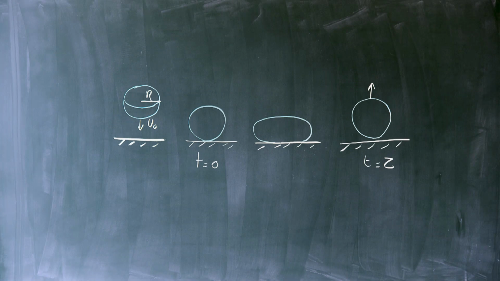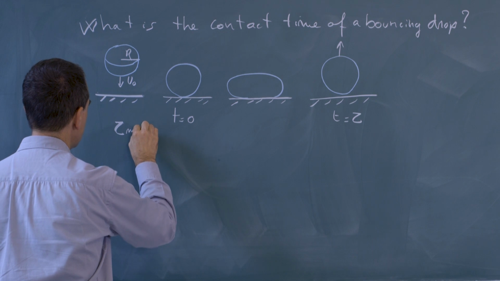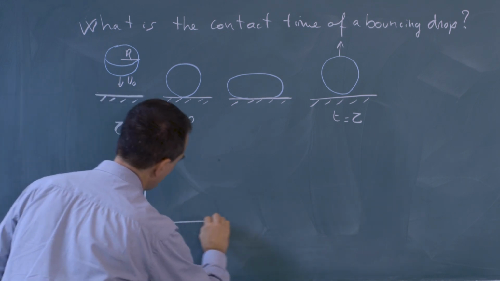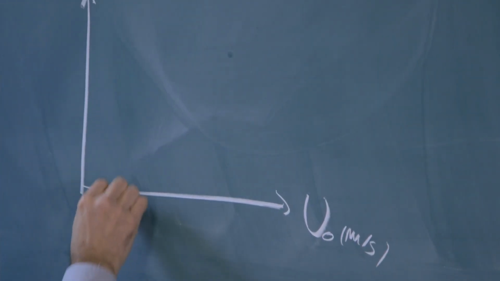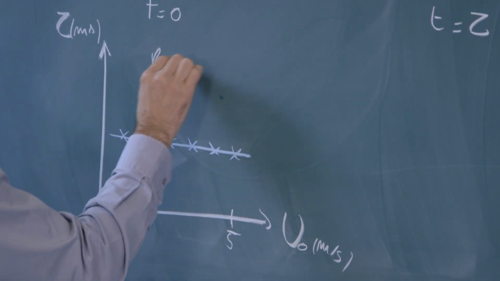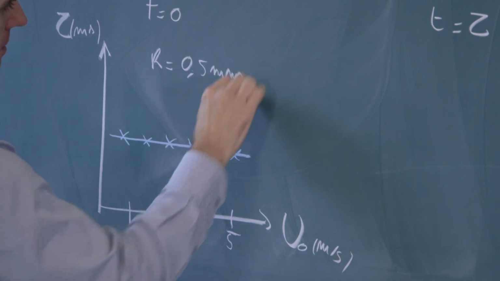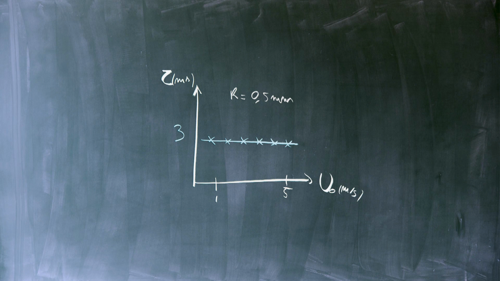What we know from the experiment is two things. The contact time is typically a few milliseconds when the drop velocity can vary from 1 to typically 5 meters per second. And in this case, what we observe is that the contact time does not depend on the impact velocity. And for a drop radius of typically 0.5 millimeter, this contact time is of the order of 3 milliseconds. This is the first experimental result.